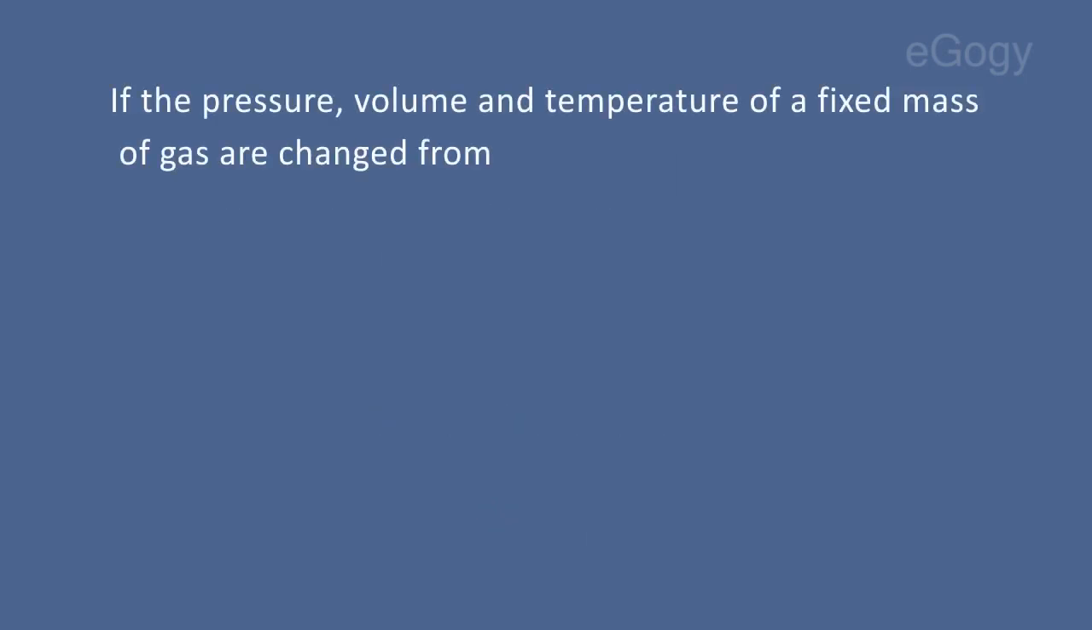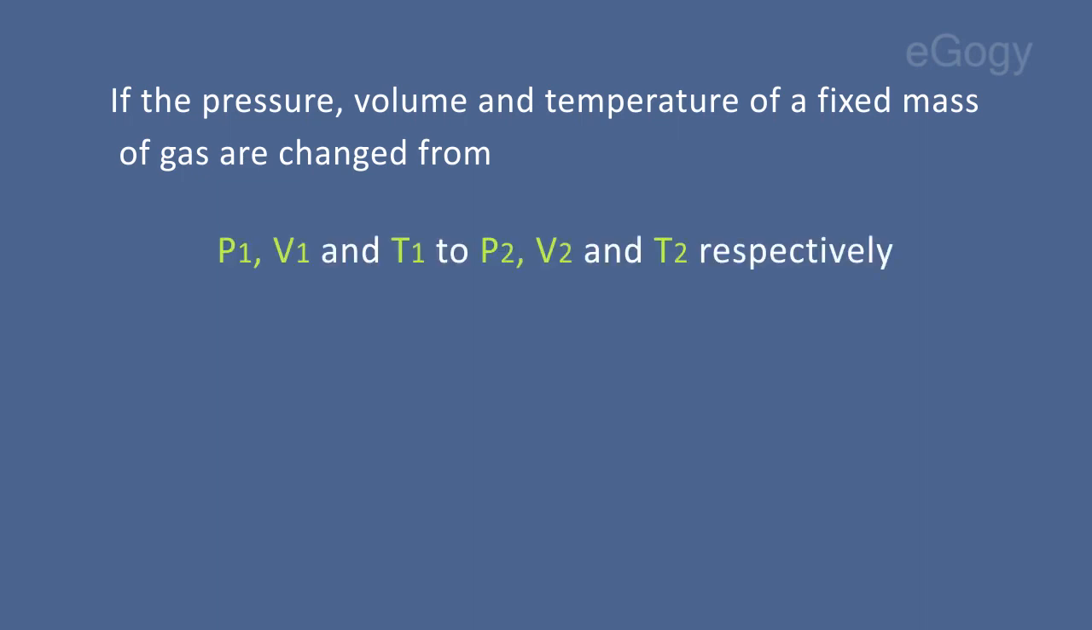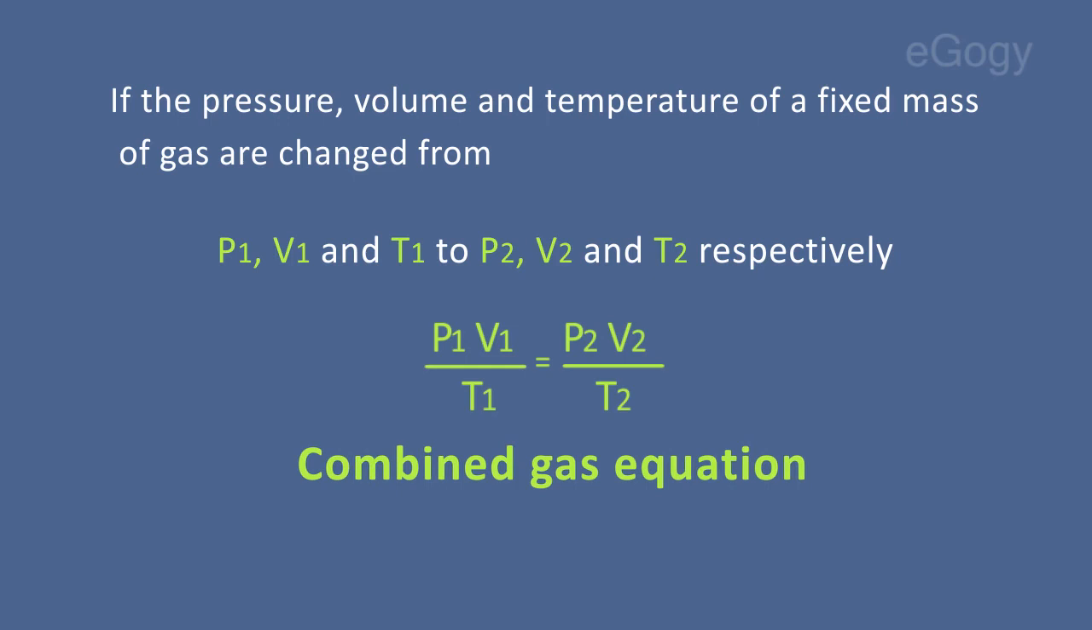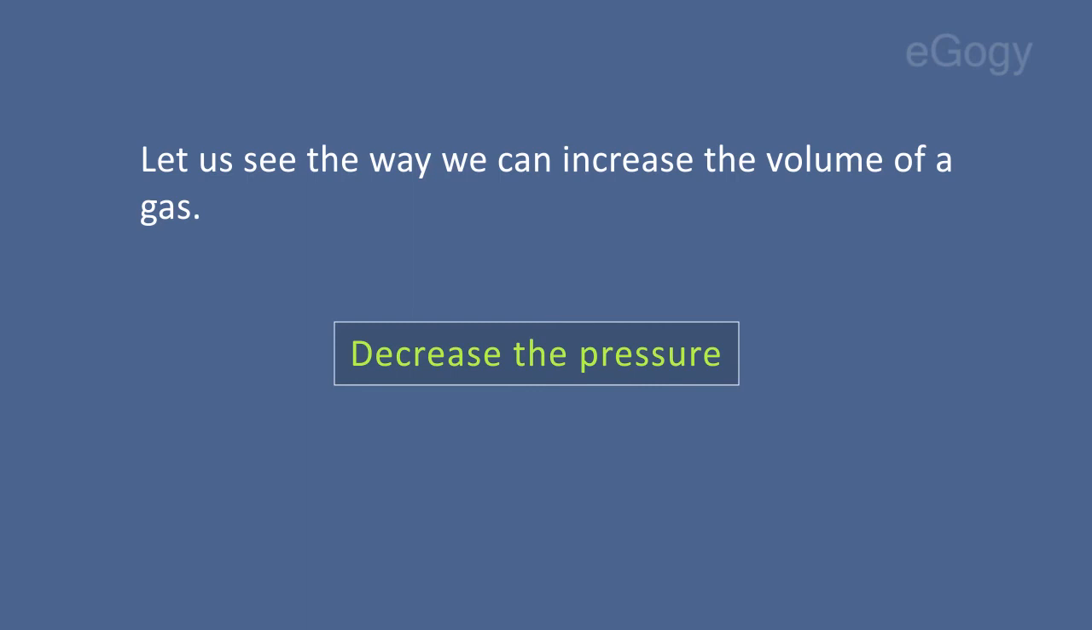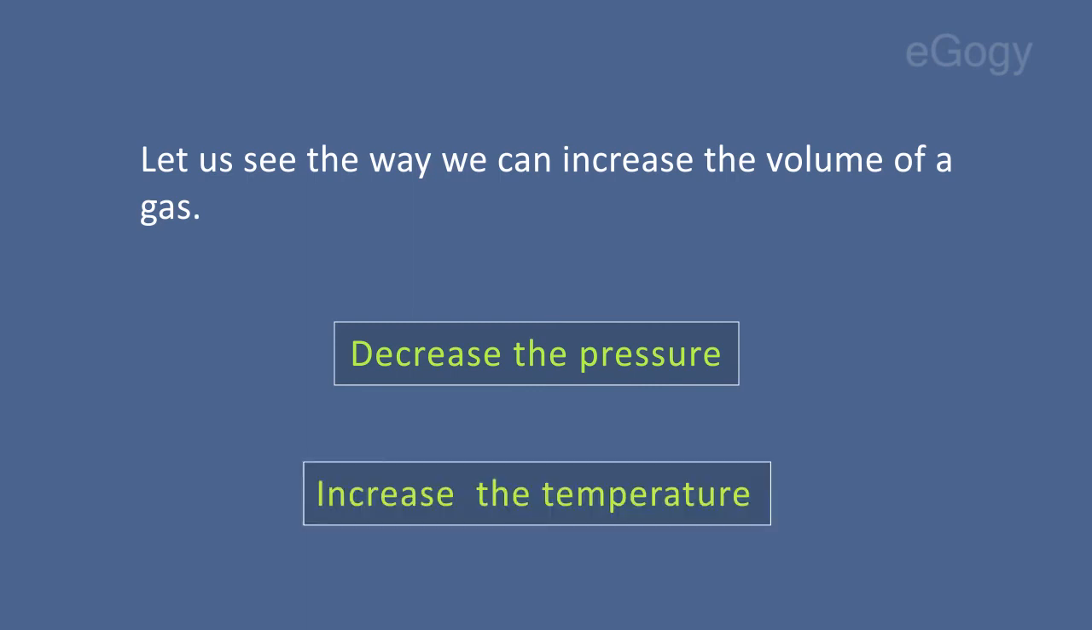If the pressure, volume and temperature of a fixed mass of gas are changed from P1, V1 and T1 to P2, V2 and T2 respectively, P1V1 by T1 equals P2V2 by T2. This equation is known as combined gas equation. Let us see the way we can increase the volume of a gas. Decrease the pressure. Increase the temperature.